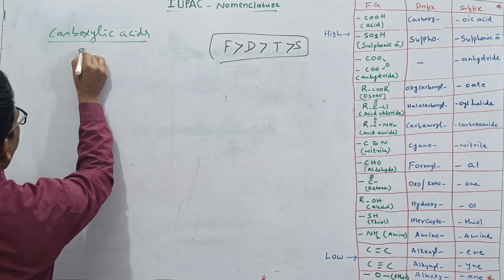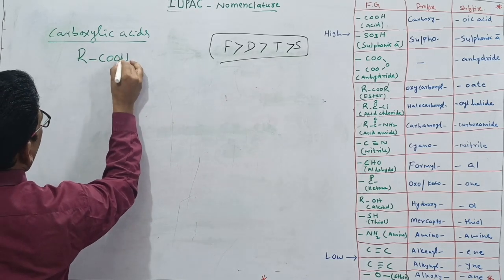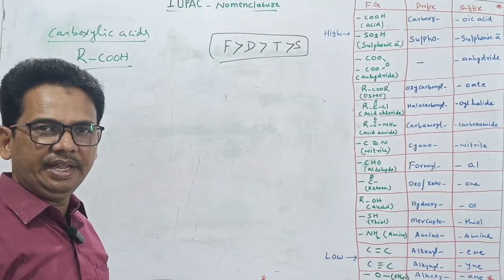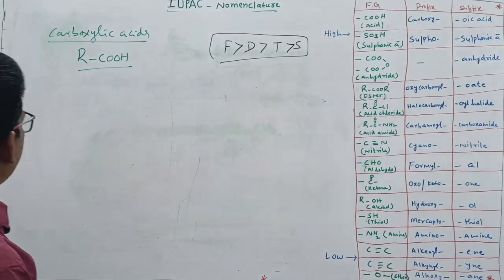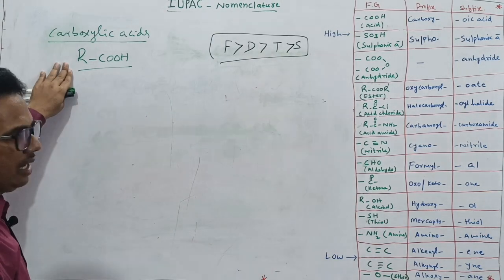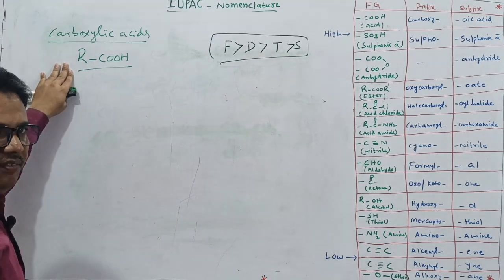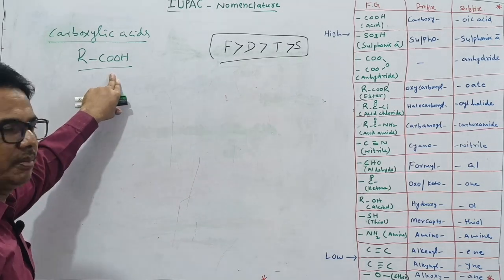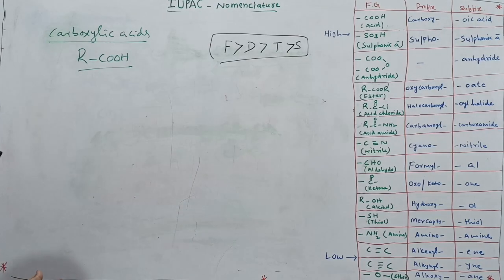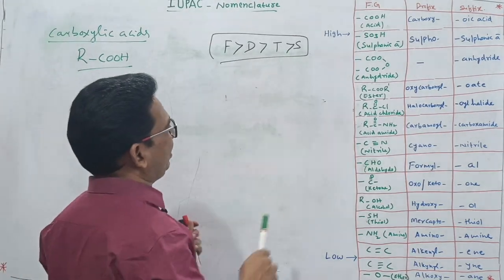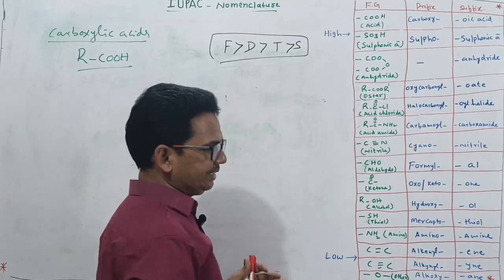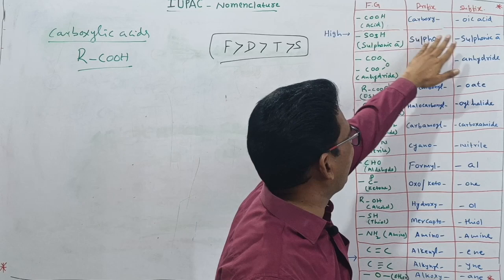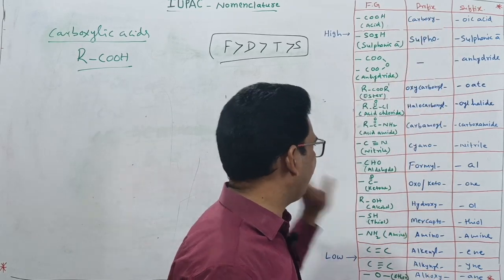It is represented by RCOOH, because R is nothing but any alkyl group, aliphatic or aromatic, that will be attached to the carboxylic acid group. Now, in this table you might be observing which one has the priority. This carboxylic acid has more priority than any other.